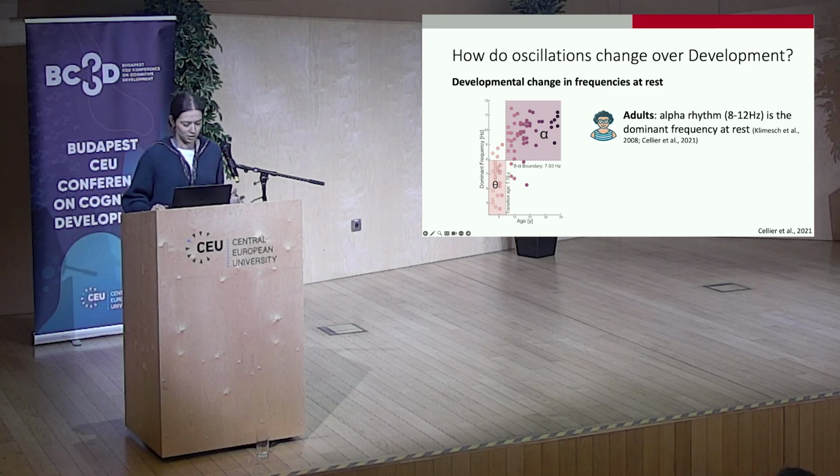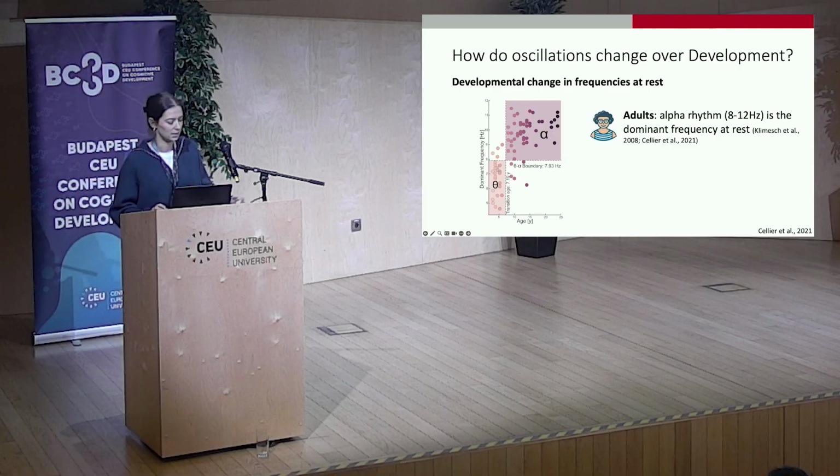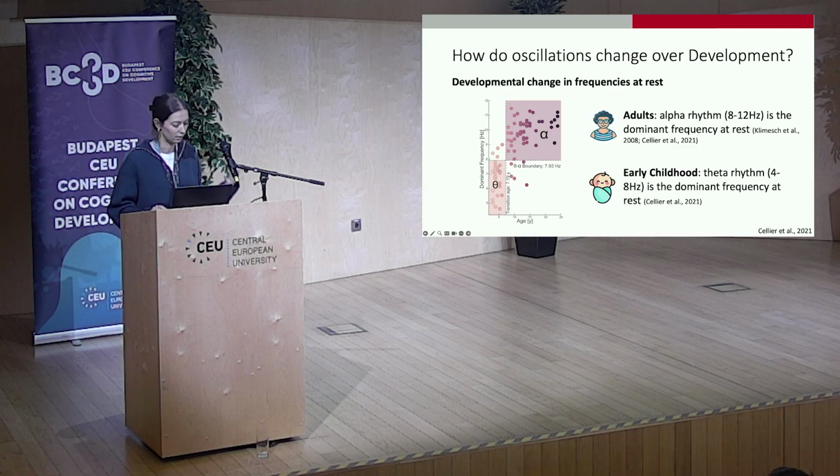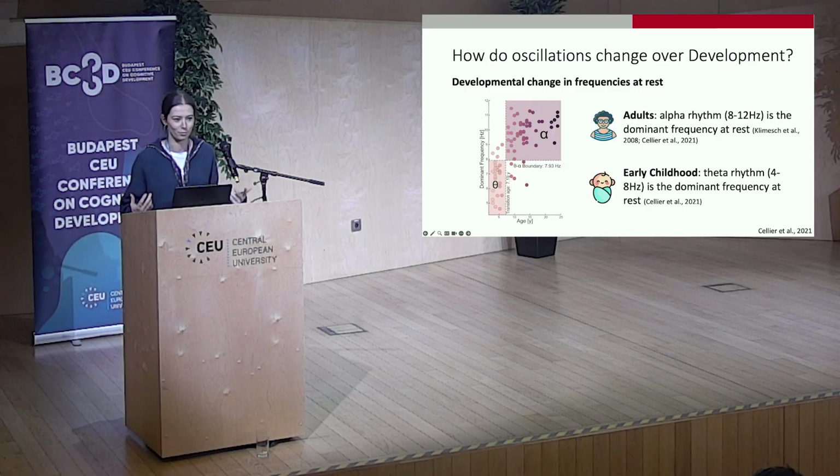The key finding essentially is that we have this distinction: in adults, the alpha rhythm is the dominant frequency at rest. However, in early childhood, the theta rhythm is the dominant frequency at rest. And while this is really exciting initial evidence about how the oscillatory landscape develops at rest, an open question remains of what happens when the infant brain responds to external stimulation.